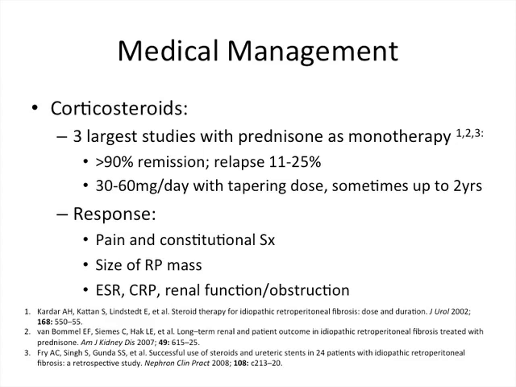Most of the evidence comes from small case series, but if one looks at the 3 largest studies using prednisone as a monotherapy, they were seen to have a greater than 90% rate of remission with a relapse rate of 11 to 25%. And this is over a follow-up period in one of the 3 studies of up to 10 years. The doses were typically between 30 and 60 milligrams of prednisone that were tapered down, sometimes up to 2 years. And response is typically assessed on the basis of pain and constitutional symptoms, the size of the retroperitoneal mass, and as well monitoring renal function and acute phase reactants.